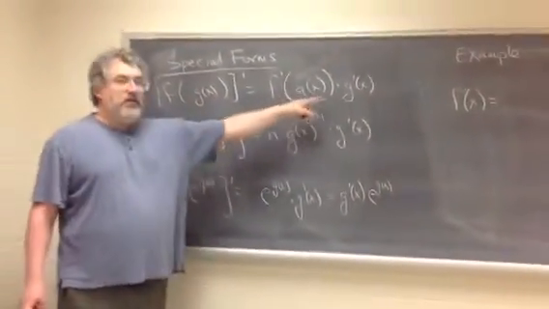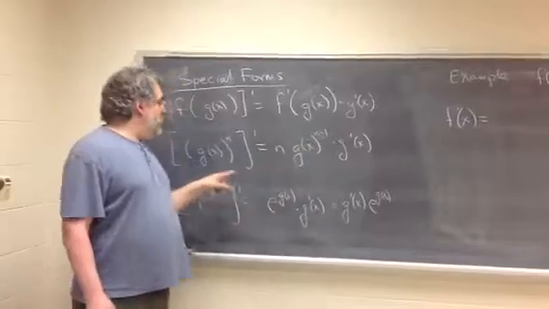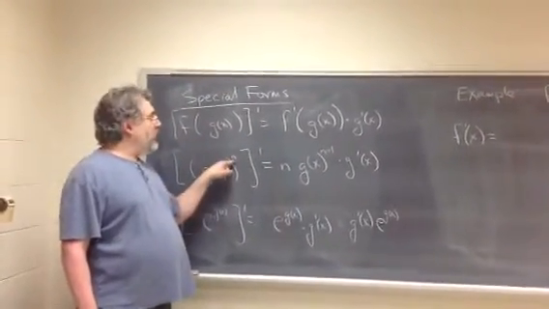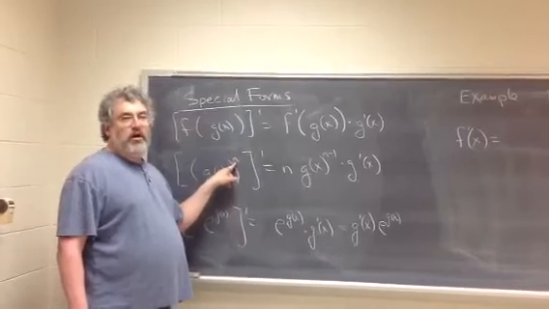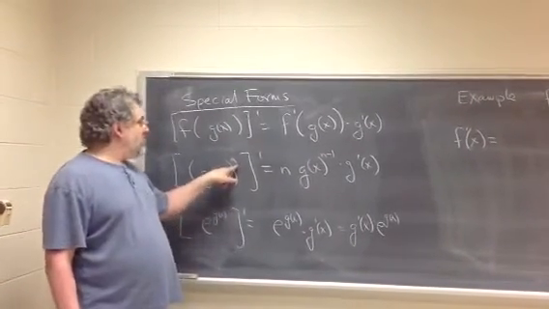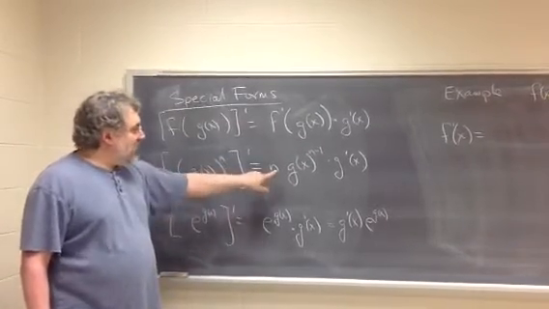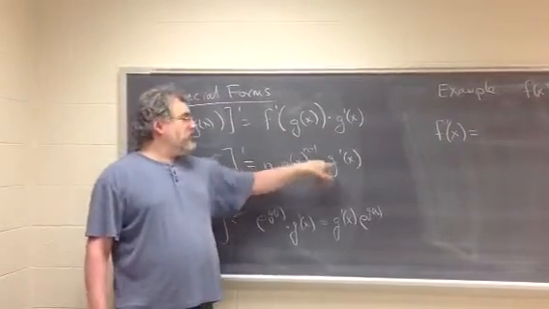Here's the chain rule again. But two very common things are when you have an external power, when you're raising something to a whole power. We call this the generalized power rule. The outside is box to the n. Here is the derivative of that: n times box to the n minus 1, times the derivative of g.